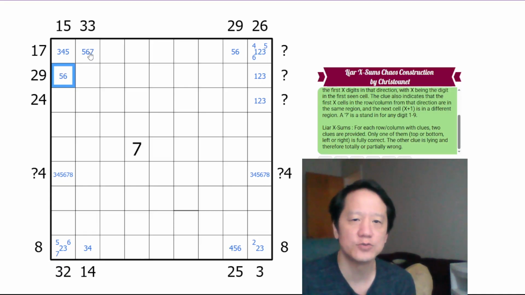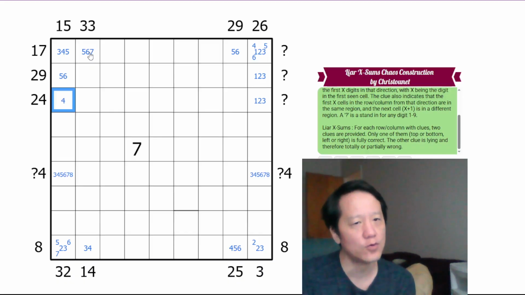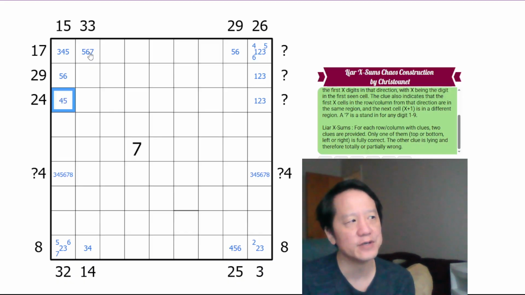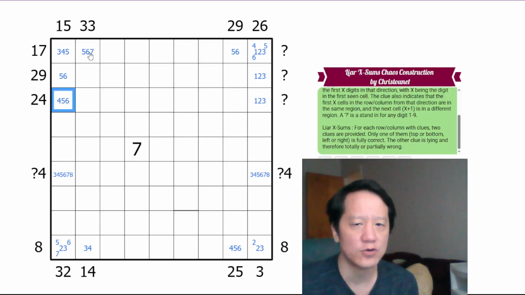That's interesting. 24 cannot be 3, because 3, 8, 9 adds up to only 20. Could be 4, 5, and 6 also works. 7 does not. So those are the possibilities for the possible X sum. So this is 3, 4, 5 for both. Interesting.